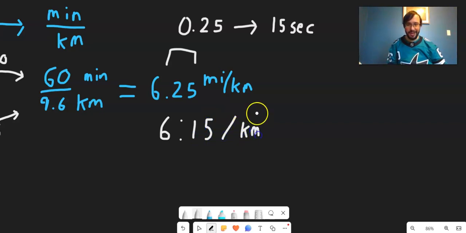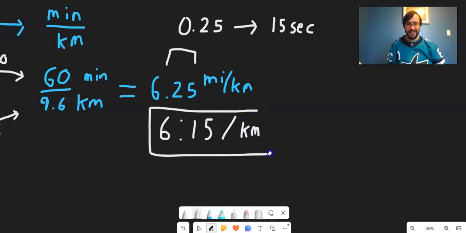And when I track this in my watch, that's how the time is displayed. Because again, usually when we track time, it's minutes and seconds, or hours and minutes when we're just looking at a regular clock. So there you go.